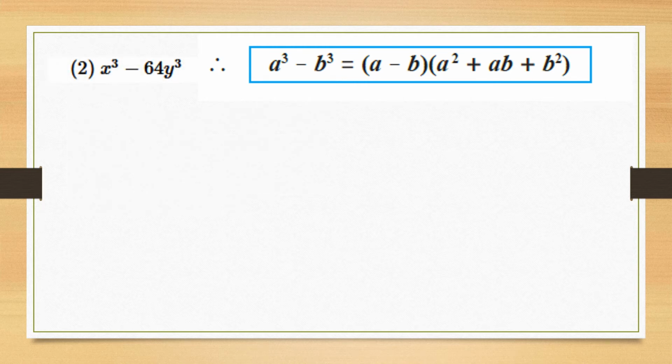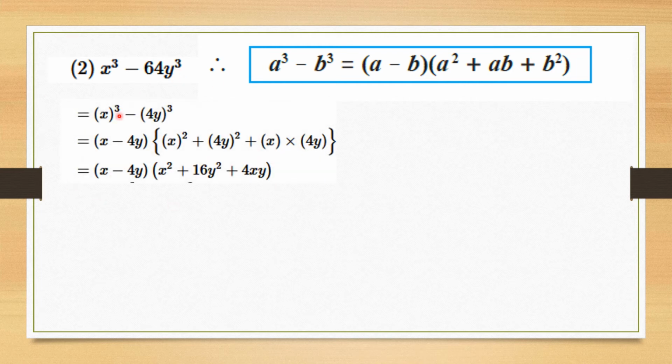Let us see the second sum. The second sum is x cube minus 64y cube. So the first step will be this x, we'll write it as x the whole bracket cube as it is, minus, we know that 64 is the cube of 4. So in place of 64, we'll write here 4y the whole bracket cube. Now this is in the form of my formula a cube minus b cube, where a is x and b is 4y. Now we'll expand it by using the formula.